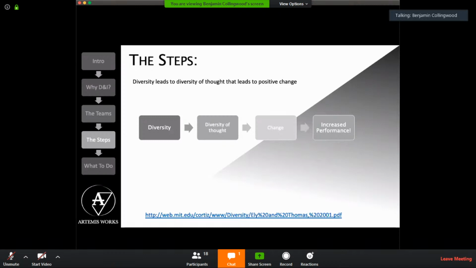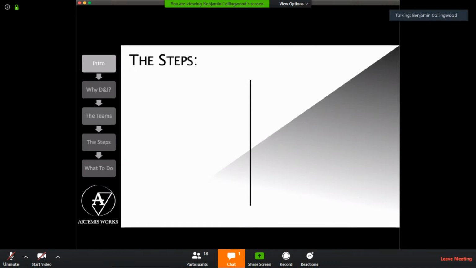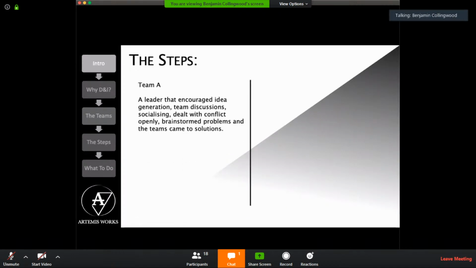And what they found was this chain, the missing steps within here: diversity leads to diversity of thought. Diversity leads to ideas around positive change, which leads to change naturally, and then the positive change equals increased performance. So those are our missing steps. Those are the things that we're missing there. So let's outline what this means then. We'll talk about the teams in a little bit more detail. So from those two teams, what was missing?